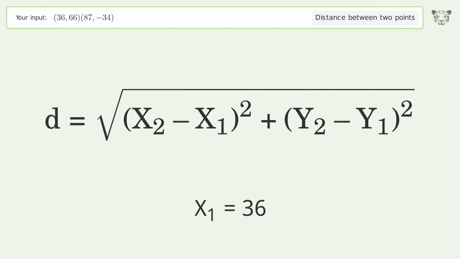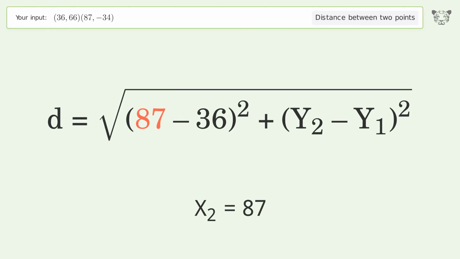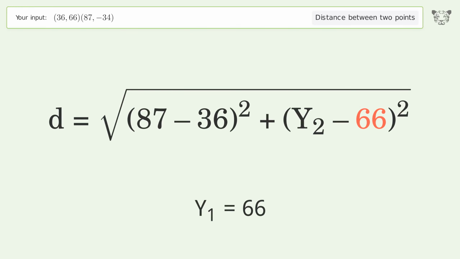x1 equals 36. x2 equals 87. y1 equals 66. y2 equals negative 34.